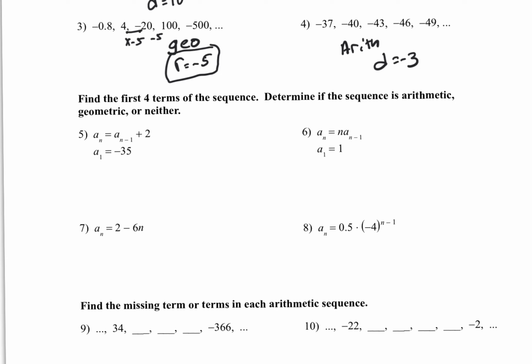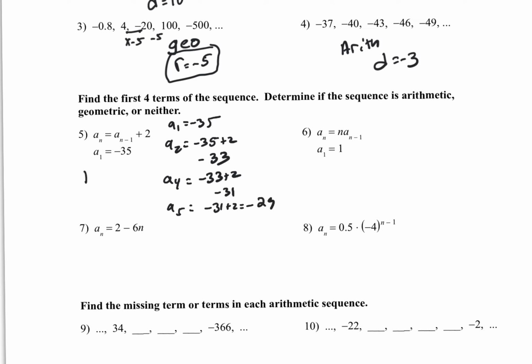Number 5, find the first 4 terms of the sequence. Determine if it's arithmetic or geometric. So for our first term, we got negative 35. So a of 1 equals negative 35. To find a of 2, we're going to replace. So it's negative 35 plus 2, which is negative 33. The third term, then, we use negative 33 plus 2, so negative 31. And then a of 4 is going to be negative 31 plus 2, which is negative 29, which makes it arithmetic.